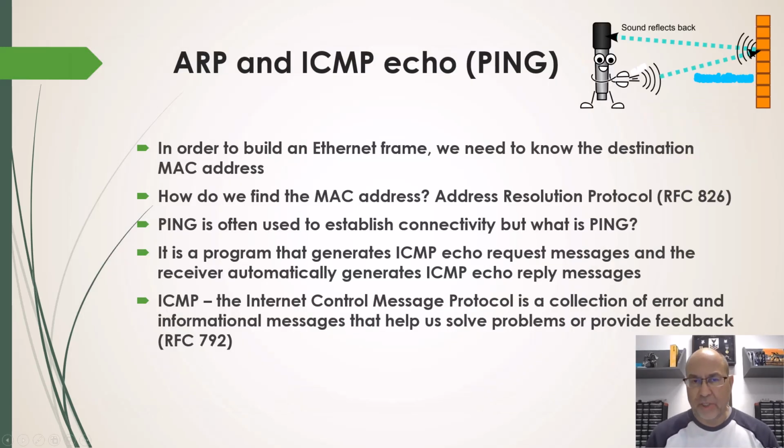Now, the chapter touches on two other things, ARP and ICMP. The basic problem that ARP answers is that, well, we need to build an Ethernet frame. When I want to talk to anybody on my network or off my network, I need to be able to build an Ethernet frame for somebody. And the basic question is, how do I find out the MAC address of the destination so that I can build the frame? And the answer is the address resolution protocol, which is standardized in RFC 826.